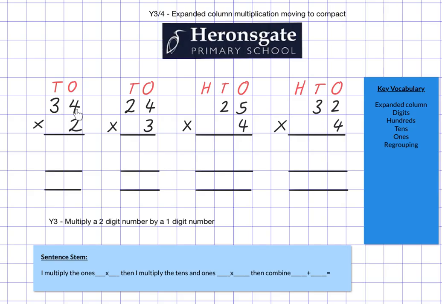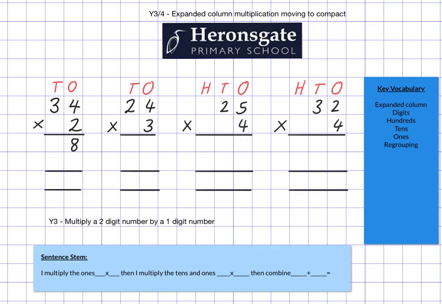Okay, let's look at this first example. We have 34 times 2, so a 2-digit number multiplied by a 1-digit number in year 3. So the first thing we would do is multiply the ones. 4 times 2 is 8. And so we'd put that in the first line here.